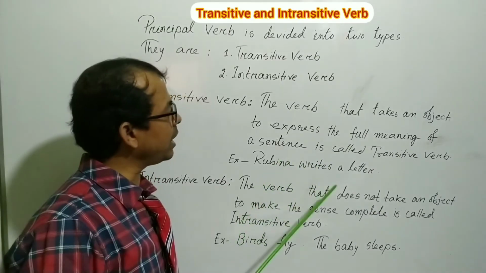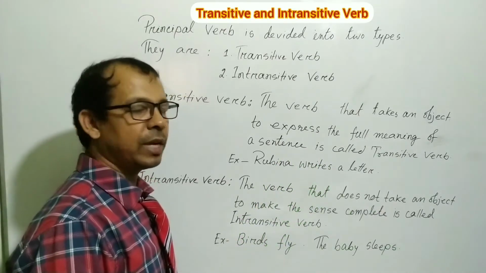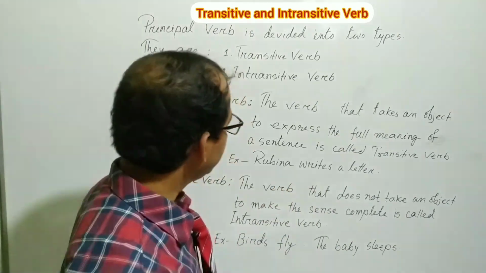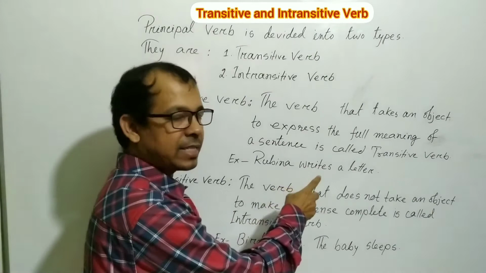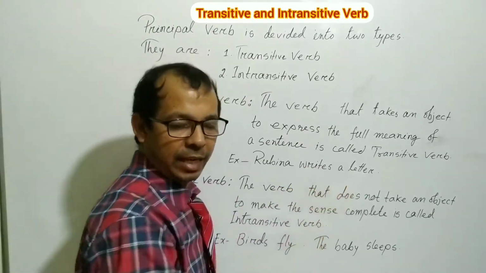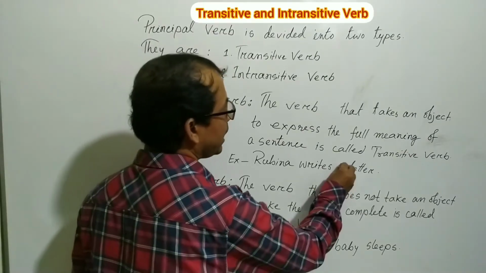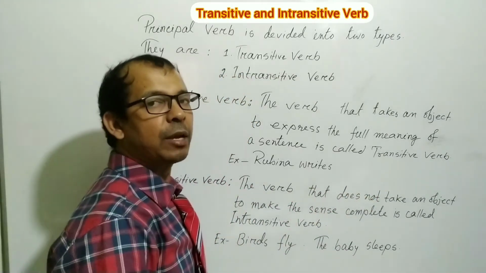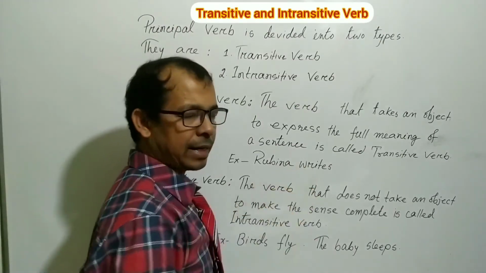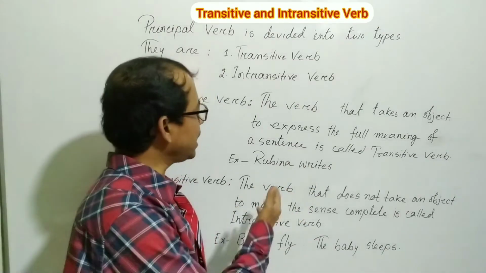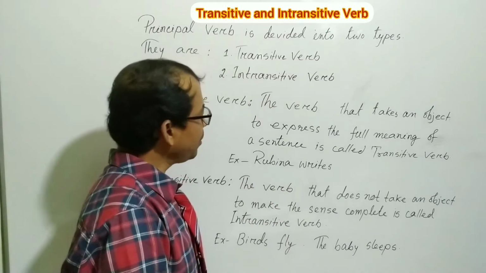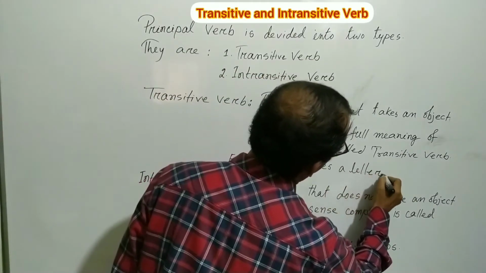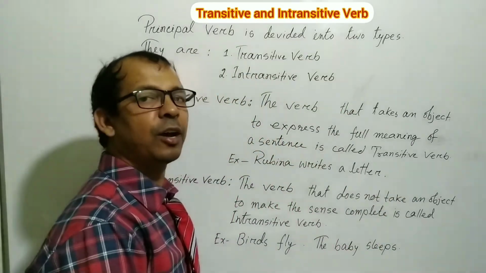Here you can see, Rubina writes a letter. So here, writes is a transitive verb. So here, writes verb has taken an object, a letter. If you erase the object letter, then it does not give us the complete meaning. Rubina writes, then it will be a question, what does she write? So if you write the letter, a letter, an object, then it will express the full meaning.